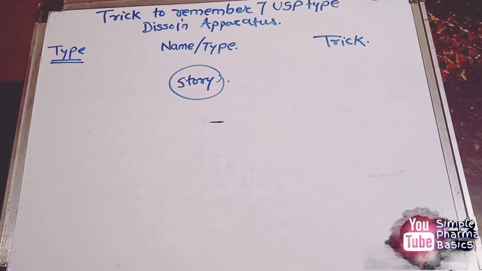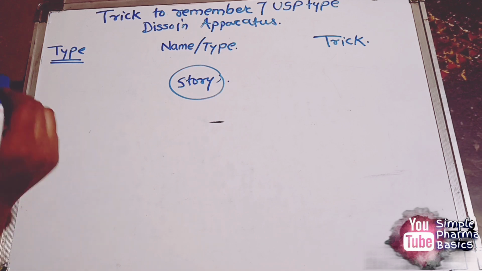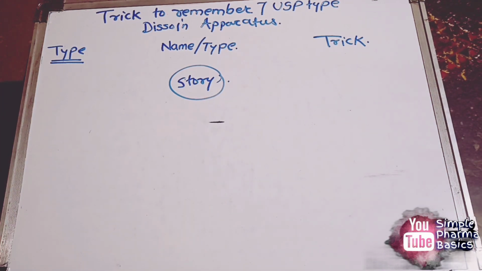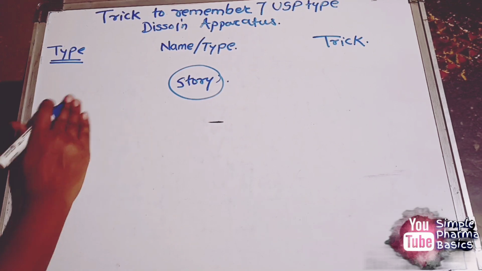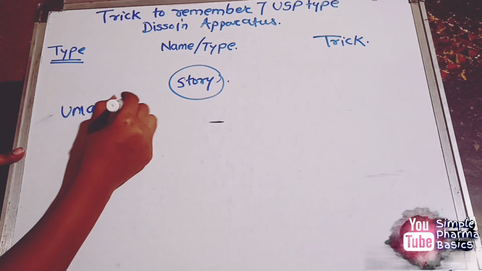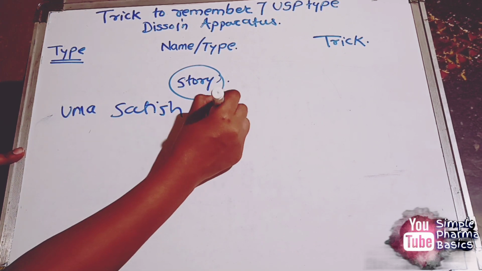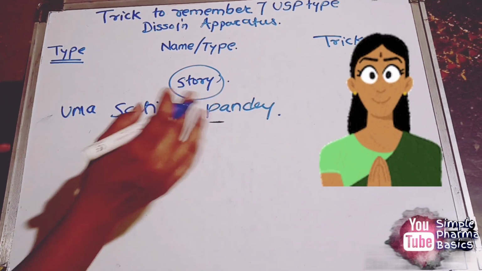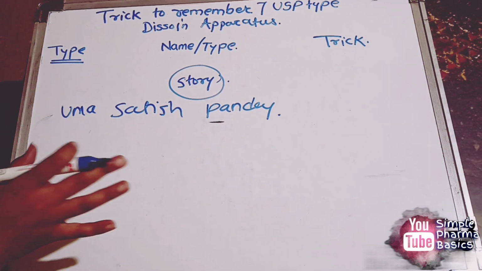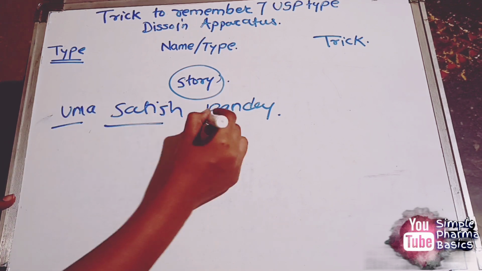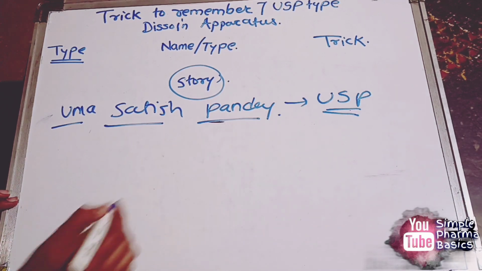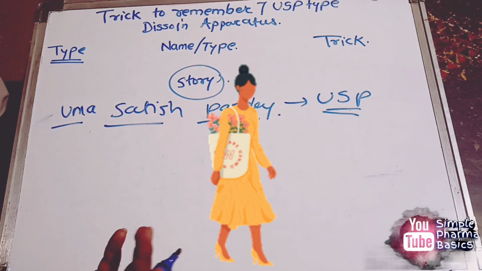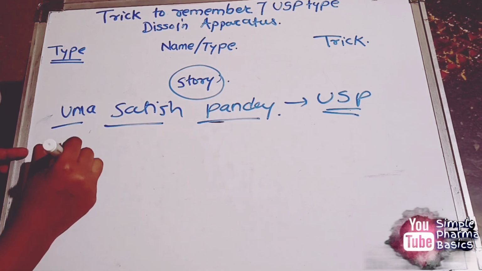But before that I would like to tell you one story so that you will be able to remember the trick. So let us start with the story. There is one lady by the name Uma Satish Pandey. This is an imaginary lady, I don't have any lady by this name in my contacts. The lady is named Uma Satish Pandey just to remember USP. This Uma Satish Pandey went to a market once and she bought some grocery.